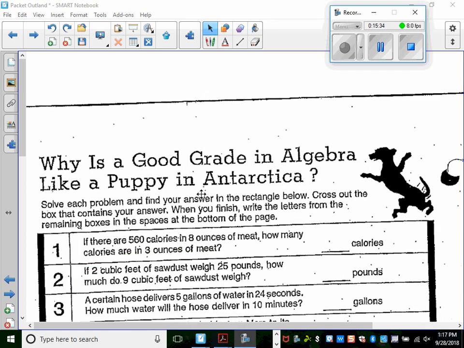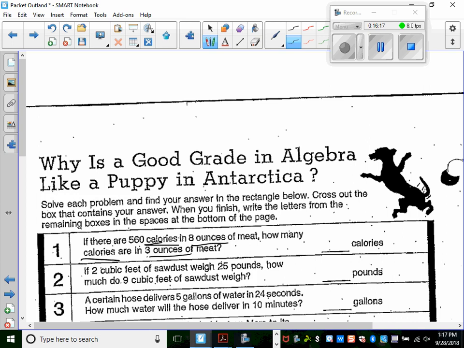When you are looking at these types of problems, because there are so many different types of word problems we can solve, these are going to be solved by setting up proportions. We did that lesson the other day where you cross multiply and solve. Remember I gave you the definition of proportions: setting two ratios or two quantities that you're comparing equal to one another, and then cross multiplying and solving it. So it says if there are 560 calories in 8 ounces, it looks like our ratio will be comparing calories to ounces. How many calories are in 3 ounces of meat?